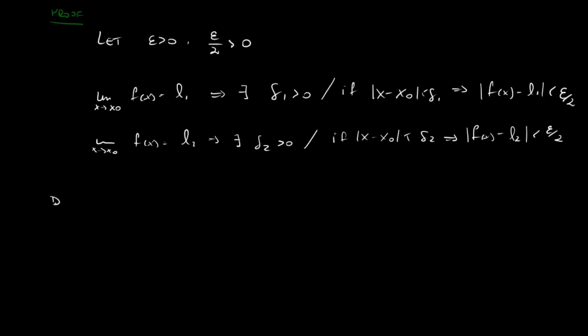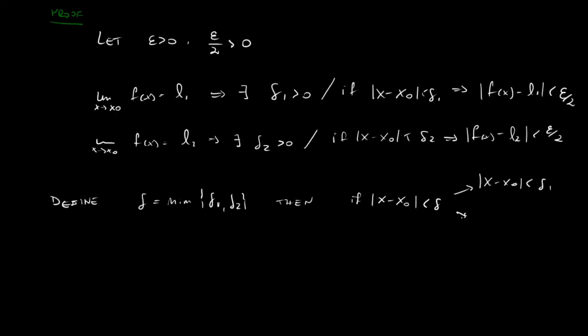So now we're going to define delta equal to the minimum value between delta 1 and delta 2. Then if |x minus x0| is smaller than delta, we're going to have two things. First, that |x minus x0| is smaller than delta 1, and second, that |x minus x0| will be smaller than delta 2.